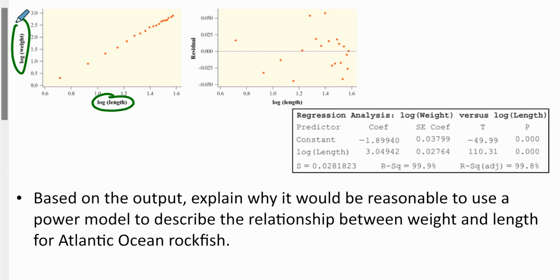I can also see on the computer printout here that it says log weight versus log length. We have log on both of them. You need to note that. That tells me that there was a transformation done. Also, if it's done to both, this is a power model, like that last one we just were solving. Now, based on the output, explain why it would be reasonable to use a power model to describe the relationship between length and weight. So why can we use this power model with logarithms?